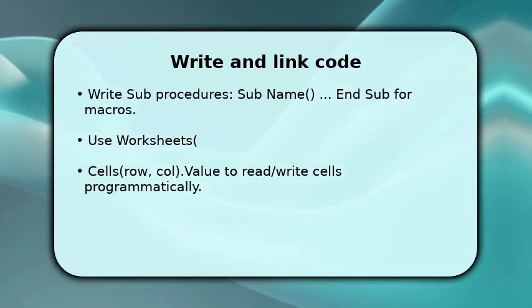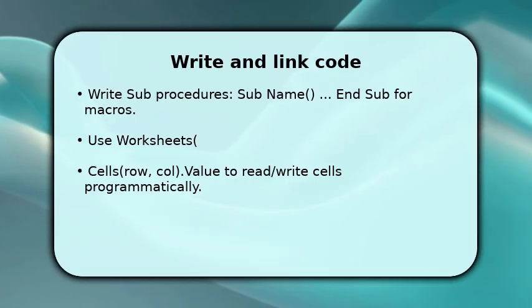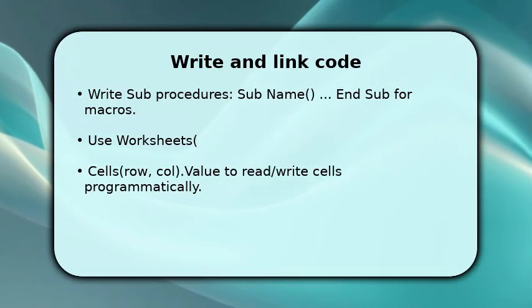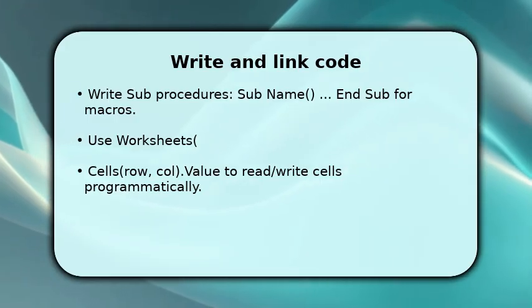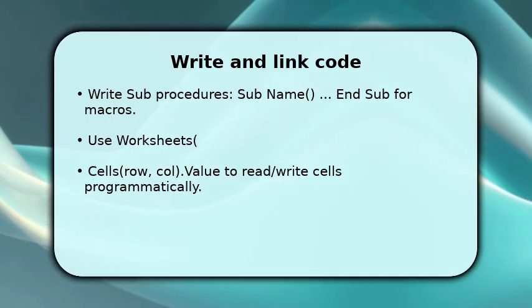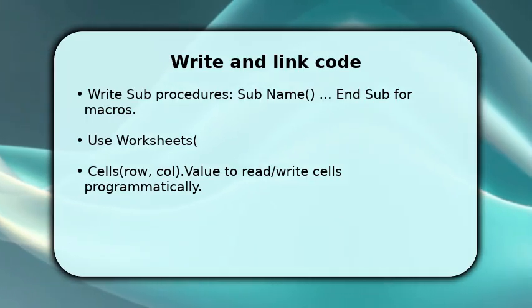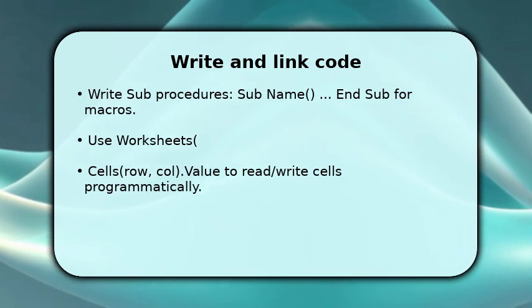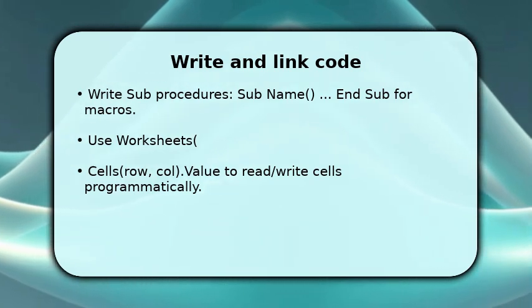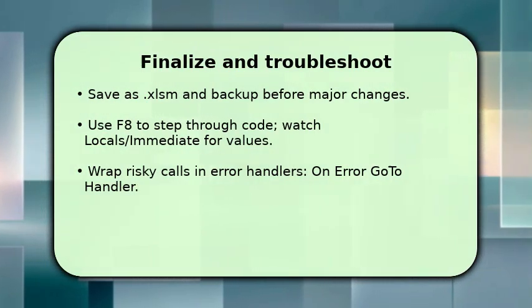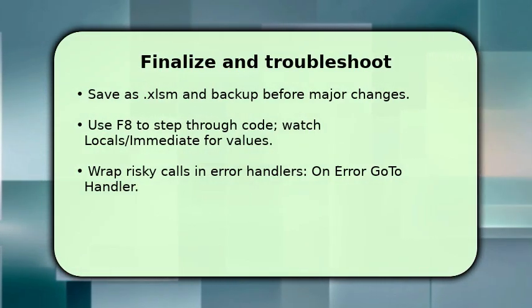Access cells with Worksheets("Sheet1").Cells(1, 1).Value to read or write data, and use loops or If statements to handle rows dynamically. Once written, assign the macro to a button or run it from the editor to test small sections. This keeps changes safe and lets you validate logic incrementally. You finish by saving the workbook as a macro-enabled file, .xlsm, and testing complete flows with representative data.